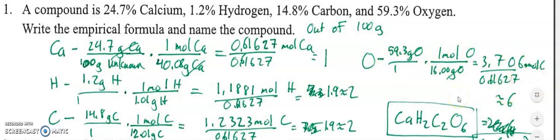So when we put that ratio together, those numbers are just your ratios, your subscripts that are going to go at the bottom in your chemical formula. So we have calcium and hydrogen, 2 carbons and 6 oxygens. That kind of looks funny. For this one, you can actually change the formula a little bit.